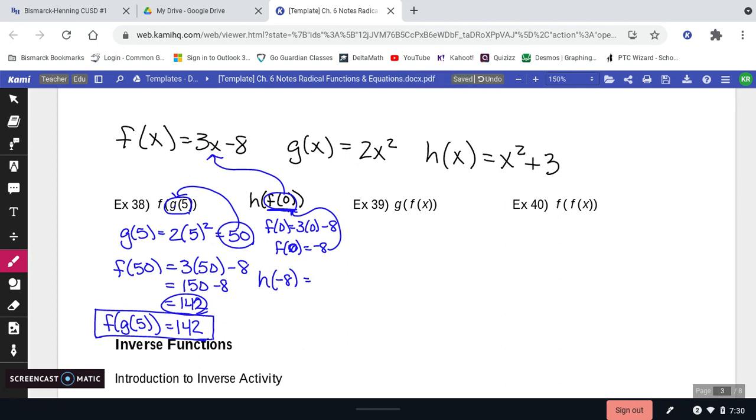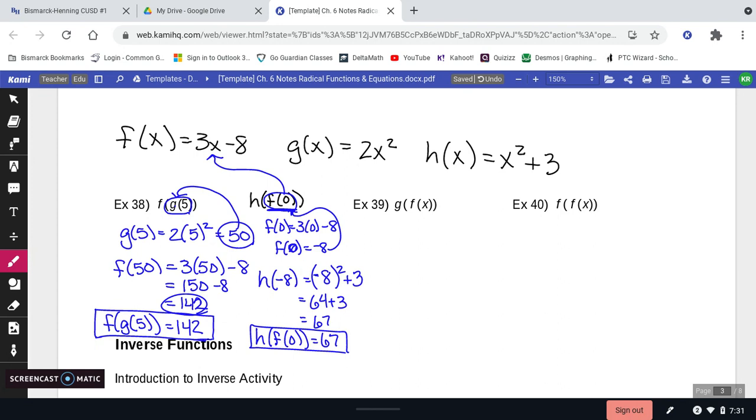So I'm going to take -8, plug it into function h. You get 64 plus 3, so that's 67. Okay, so the result is 67. So h of f of 0 is the value 67. Okay, all right, so that's how you do a composite function. Go to your inside most statement, find the value of that, and then you're going to use that to then work your way to the outside and find your next value.